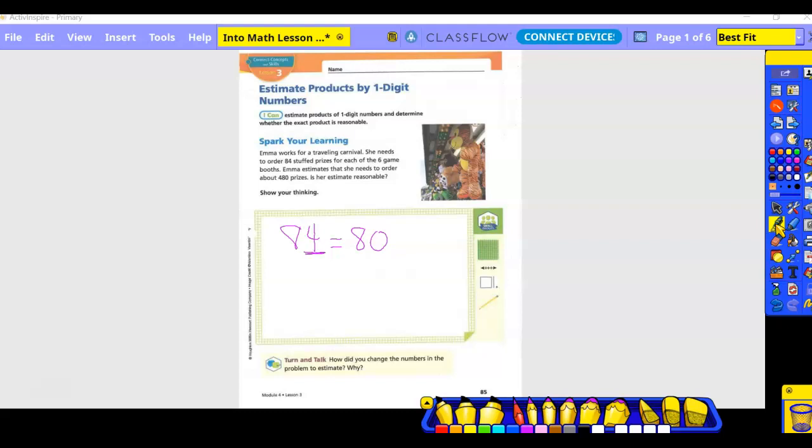Okay, so then we're supposed to be estimating for 6 games, and she thinks she's going to need about 480 prizes. Is her estimate reasonable? So, am I going to take 80 times 6? Yes, to figure out how many prizes she needs. 80 times 6 equals 480. So is her estimate reasonable? Yes.